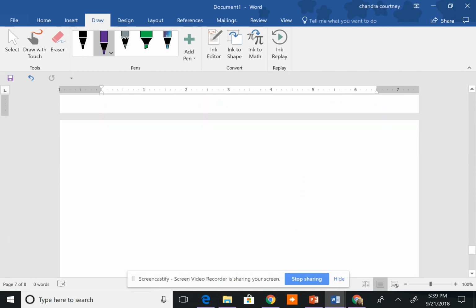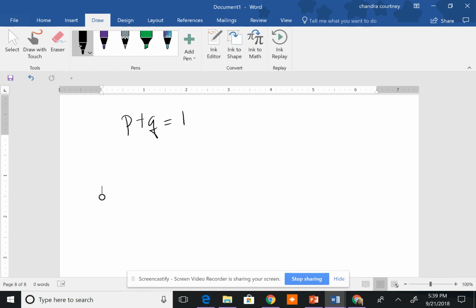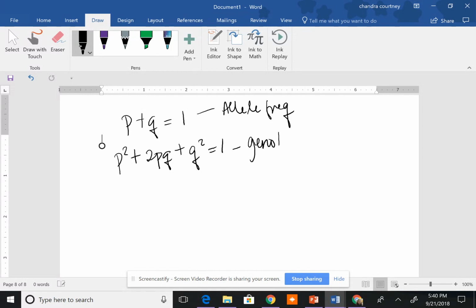So really what we've just done is we've discovered our two Hardy-Weinberg equations. Equation 1 says P plus Q equals 1. Equation 2 says P squared plus 2PQ plus Q squared also equals 1. We use the first equation for allele frequency calculations, and we use the bottom equation for genotype, phenotype, and individuals.